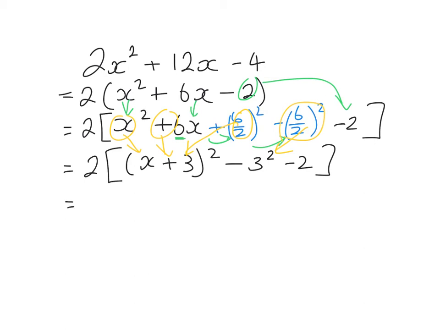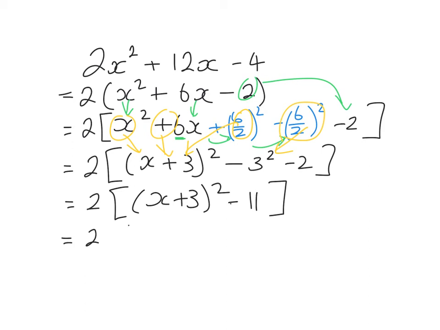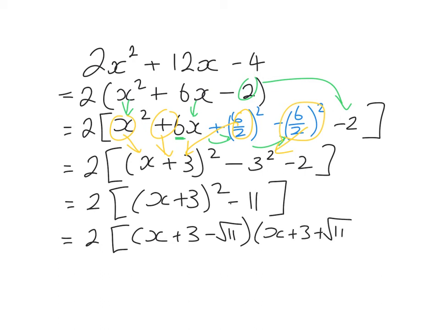Simplify this, equals 2, keeping the square bracket in play for now, and we go x plus 3 squared, take away 3 squared. 3 squared is 9, so take away 9, take away 2 is take away 11. Then what we do is we'll apply the difference of 2 squares to that. Remember, we're just dealing with what's inside that square bracket. So we go x plus 3, take the square root of 11. If you remember the difference of 2 squares, x plus 3 plus the square root of 11.